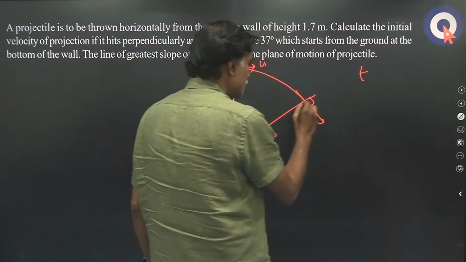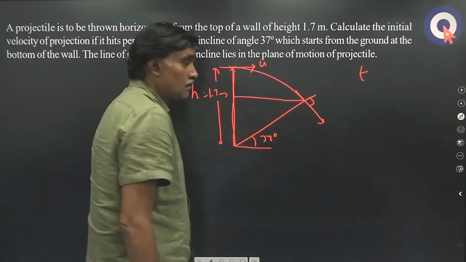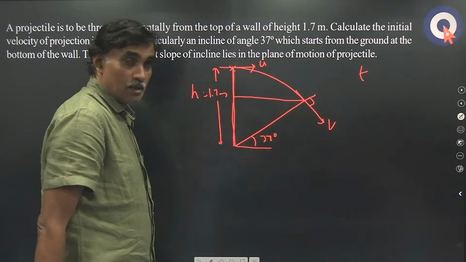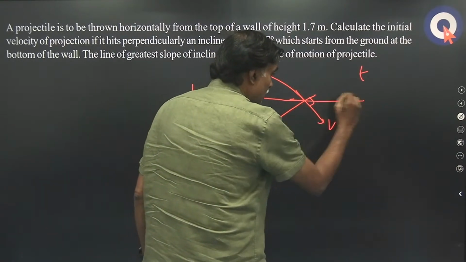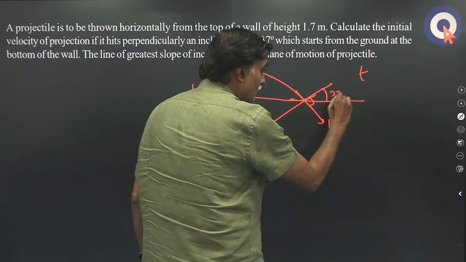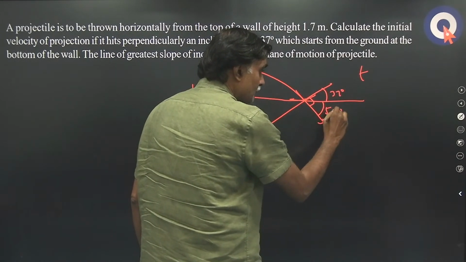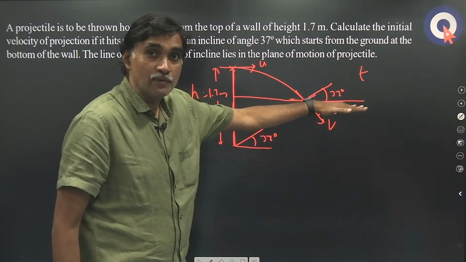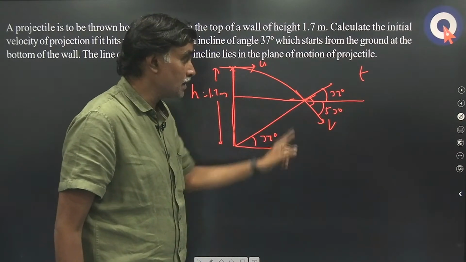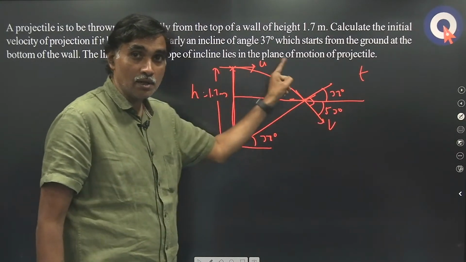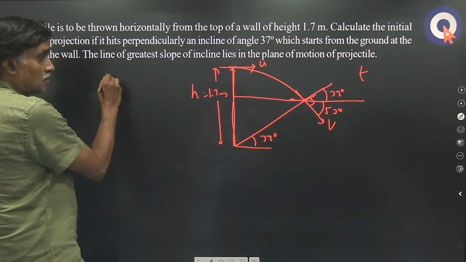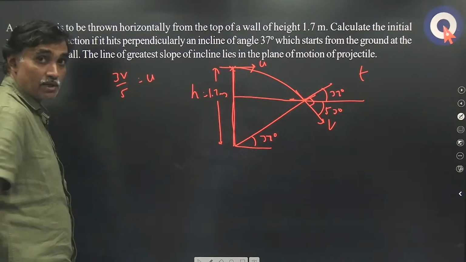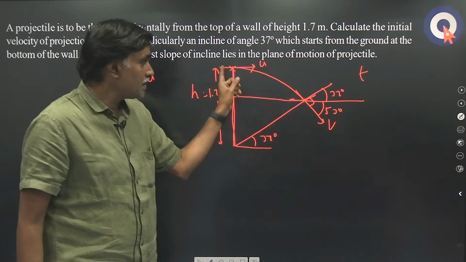Okay. Now, assume it collides with the inclined plane normally after t seconds. At that time, what is its velocity? Let us say v. Then, if I draw a horizontal here, this angle is 37 and this angle is 53 degrees. So, the horizontal velocity is v cos 53, that is 3v by 5, which is equal to the initial horizontal velocity. So 3v by 5 equals u, that is the first equation.